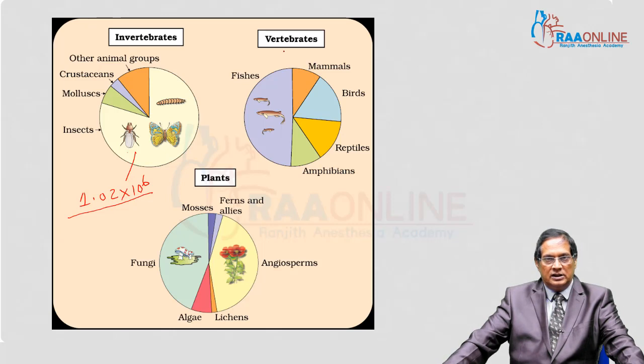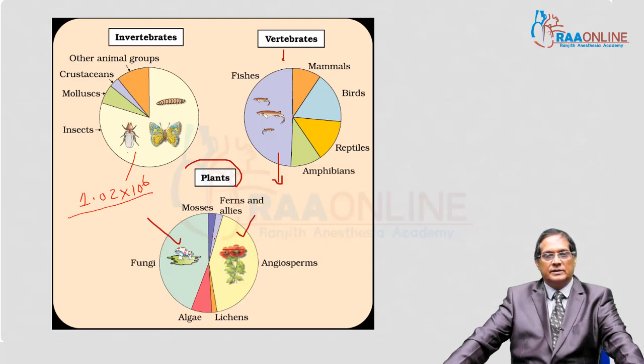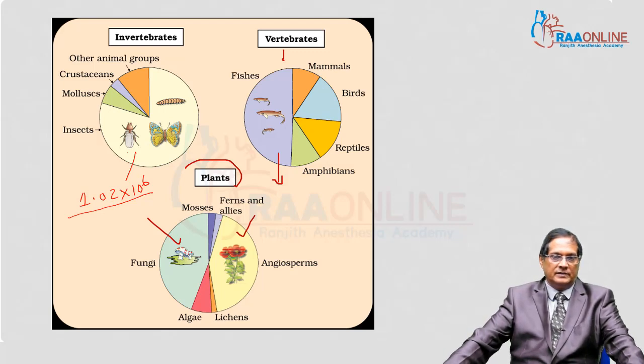And in vertebrates you see, 50% of total vertebrates are different types of species of fishes. That is, with respect to vertebrates, fishes show maximum diversity. In plants, angiosperms and fungi, these two show maximum diversity as compared to moss, ferns and other allies, and algae and lichens also. So these two, that is fungi and angiosperms, show the maximum diversity in case of plants. So these pie charts are useful.